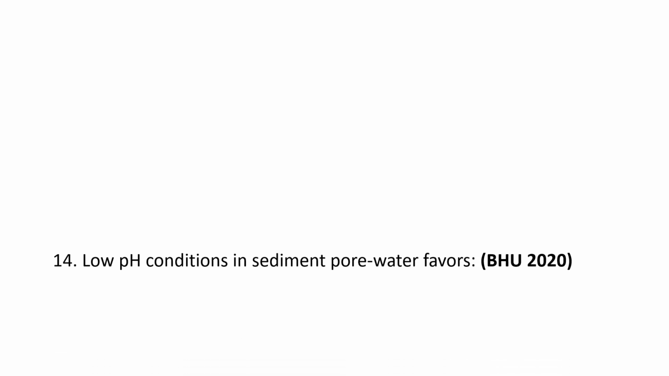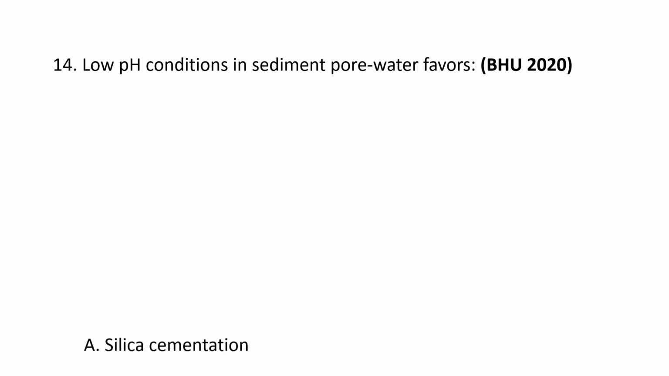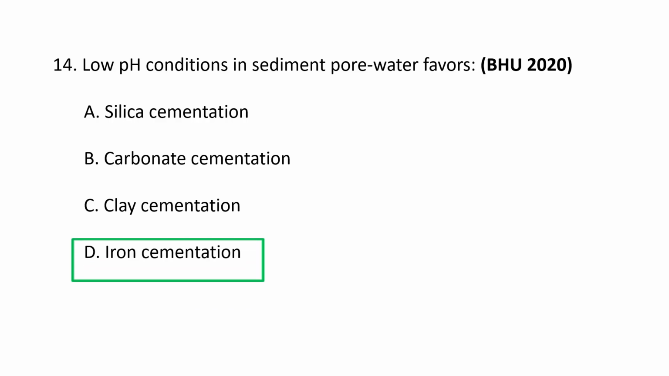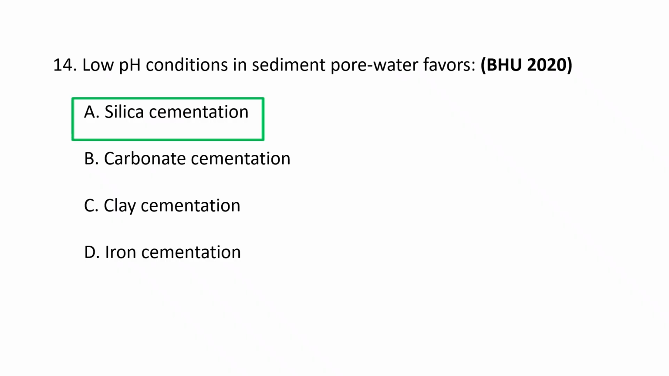Next question. Low pH conditions in sediment pore water favor A. Silica cementation, B. Carbonate cementation, C. Clay cementation, and D. Iron cementation. Low pH conditions in sediment pore water favor silica cementation. While some reactions like the formation of hydrobasaluminite can occur under acidic conditions, the solubility of silica increases at lower pH, making it less likely to precipitate and cement sediments.